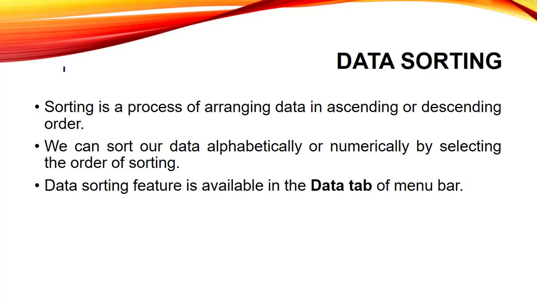And this data sorting is a very important tool of MS Excel, because sometimes when we have to find the person who is getting the highest in the class, or when we have to arrange names in a proper alphabetical sequence, we can use this data sorting feature. For working with data sorting, we have to use the data tab, and from that we have to use the sort option. Now let's see how we can do so.